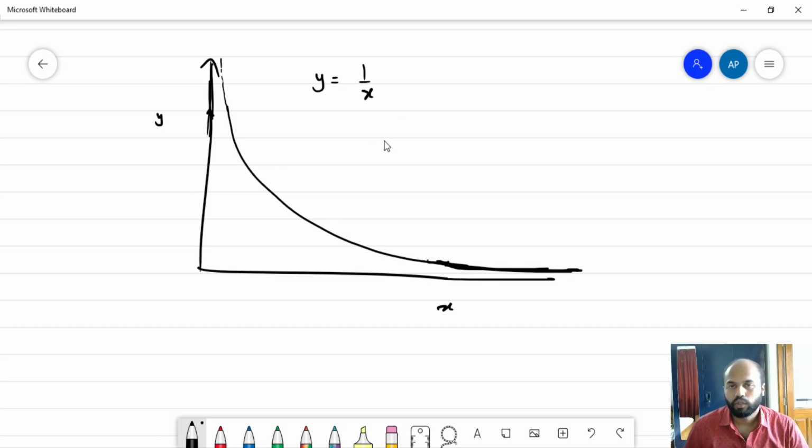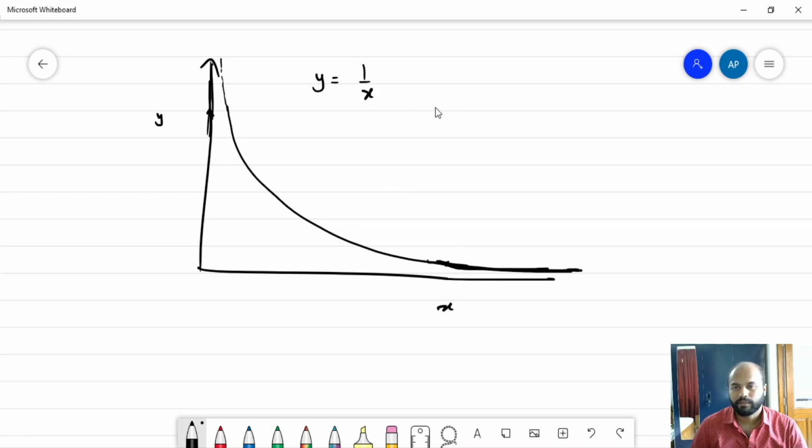Now, how do we understand this? Because if I put 1 by infinity here, it will come to 0. And if I put 1 by 0, it actually becomes infinity. But nobody knows what infinity is. And hence, we cannot take this value directly. So whenever we get such a term, we call it not defined.